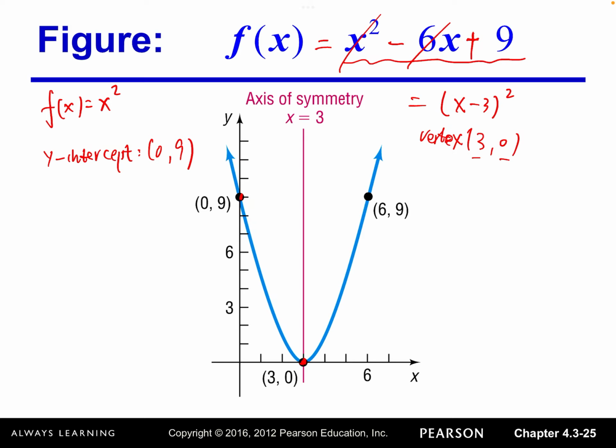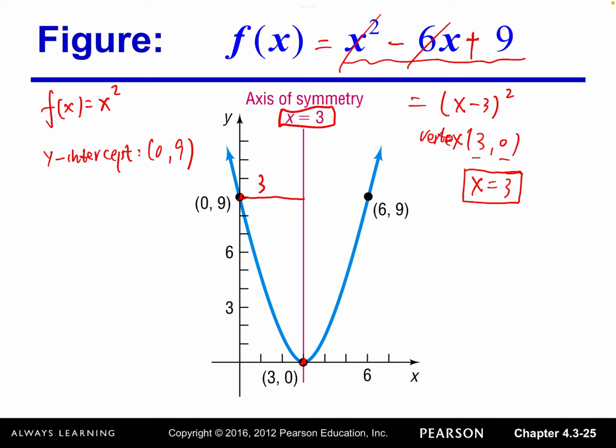And then based on the symmetrical property, here's 0, and x equals 3 is the axis of symmetry, right? Because it's a vertical line passing through the vertex. So once we find the vertex, we can find the axis of symmetry right away. That's x equal to 3, a vertical line.